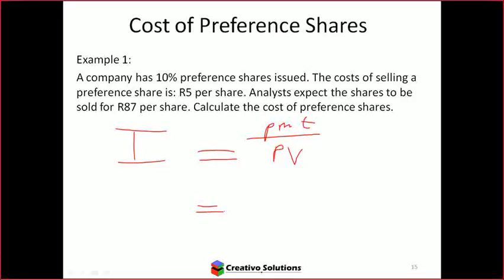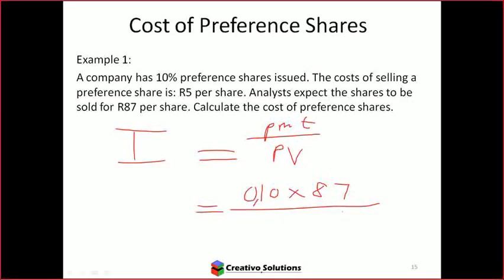The payment is the preference share dividend. Remember, it's the dividend. The company has 10%. What is the 87 rand? That's the price of the share. So from the information, what's the dividend? What's the payment? 10% of the 87. Yes. That's the payment that you're going to be making.